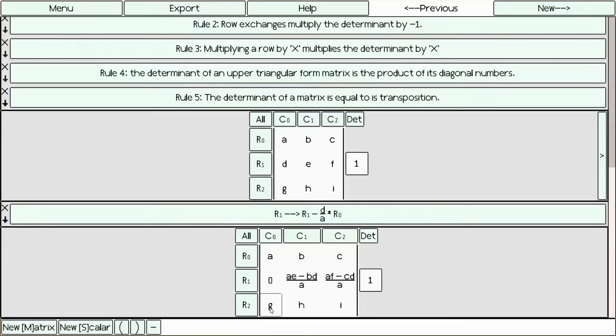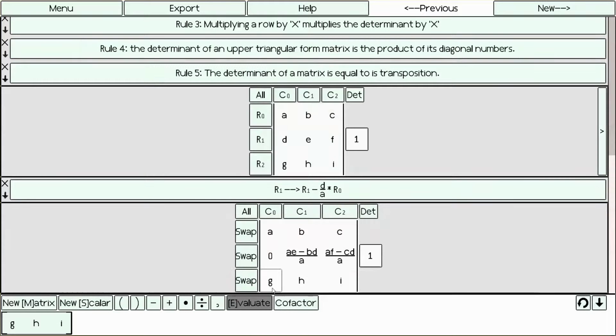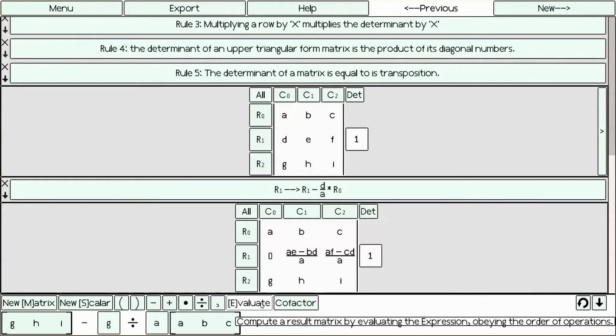So now we're going to try to get rid of the G. We're going to do the same thing. We want to mutate row 2, so we click on row 2 first. Row 2. Now we're going to do the same thing. We're going to subtract G divided by A times row 0. And then once we've got the expression that we'd like, we press evaluate or we press E.